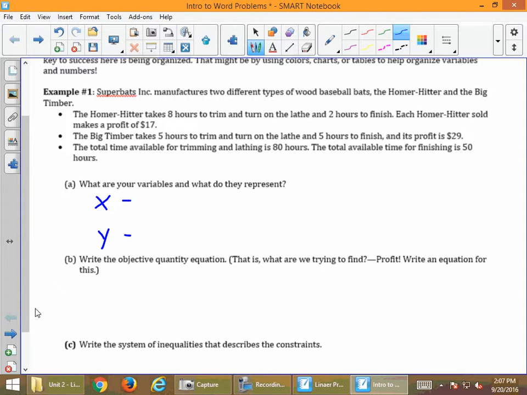To figure out which things in your problem are representing variables, it's the products you're making, the products you're selling. What two products are we making and selling? Homer Hitter, let's make that X. Okay? What's the other product we're making? Little hint, the products, the two things you're making or selling, are always going to be your variables. Okay? That's your first step.